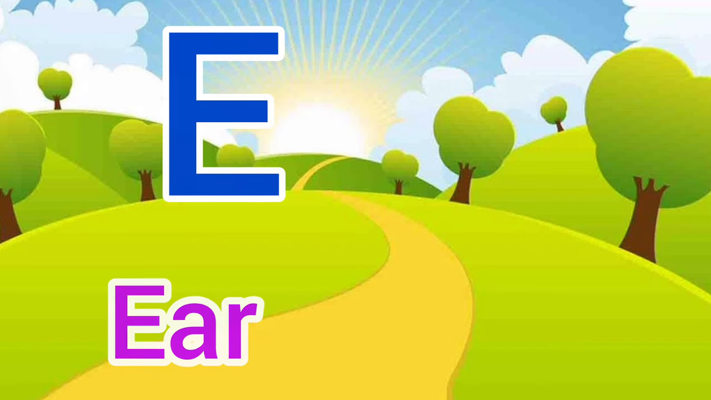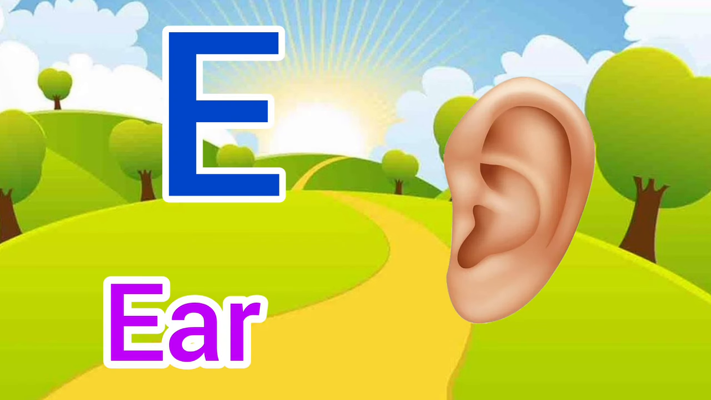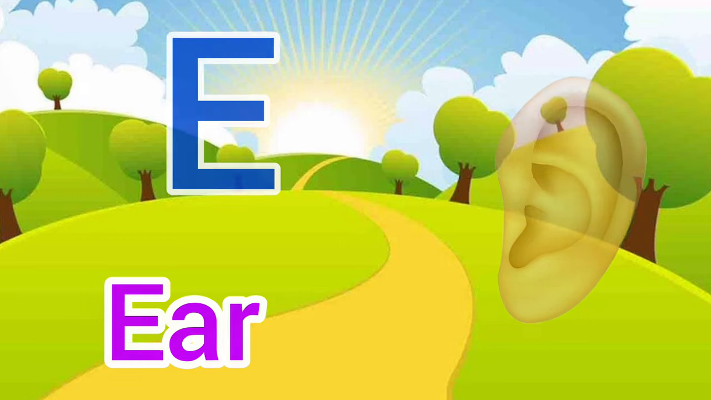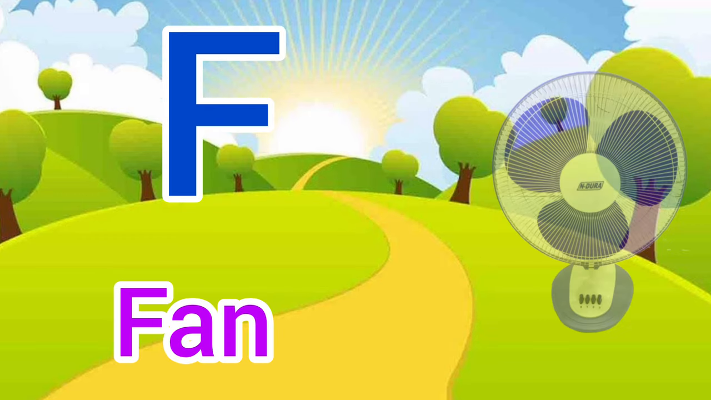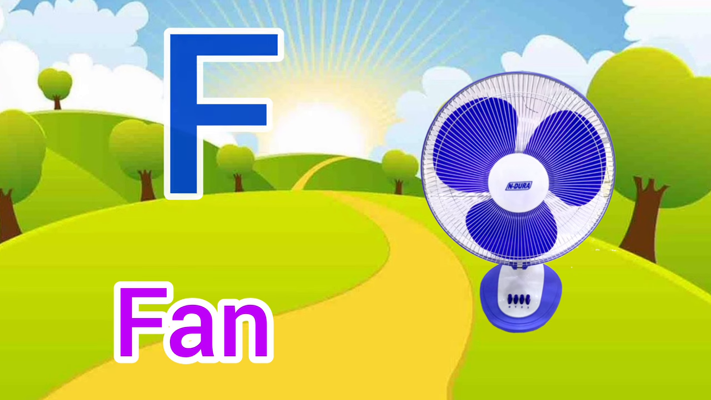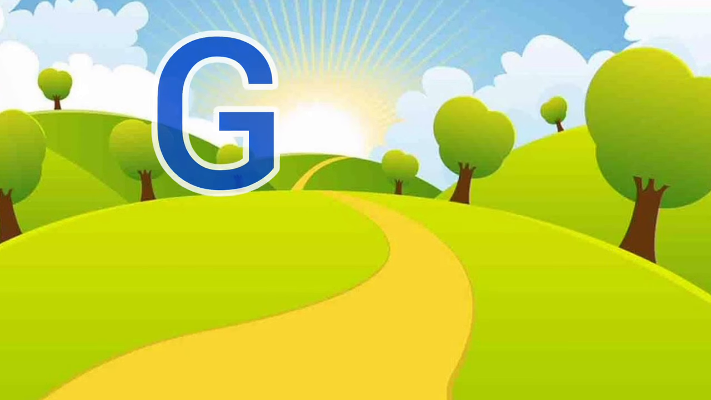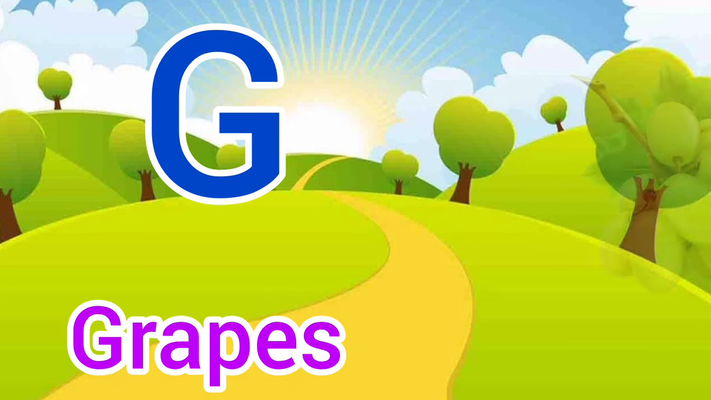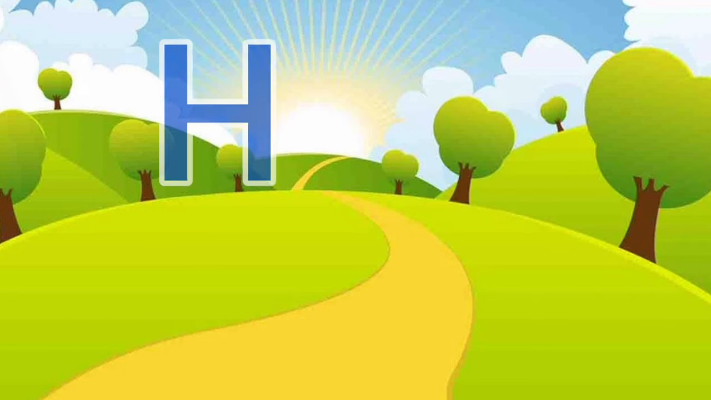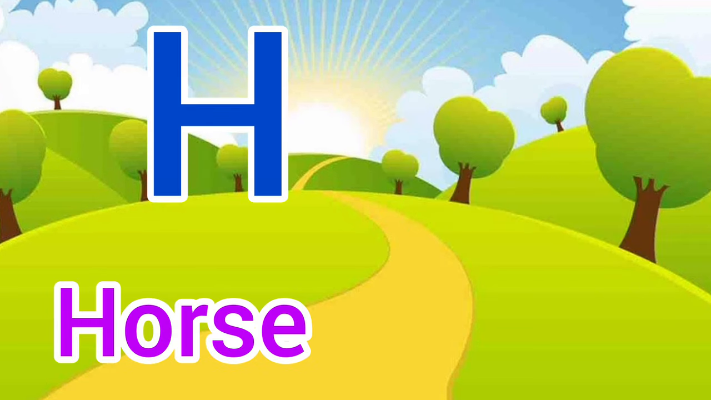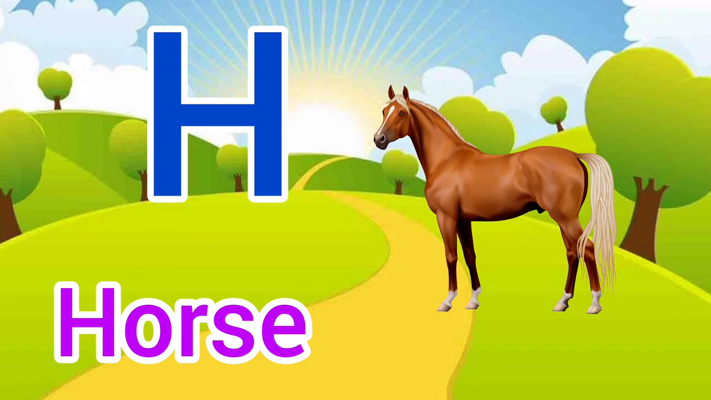E, E for ear. Ear means kaan. F, F for fan. Fan means pankha. G, G for grapes. Grapes means angur. H, H for horse. Horse means ghoda.